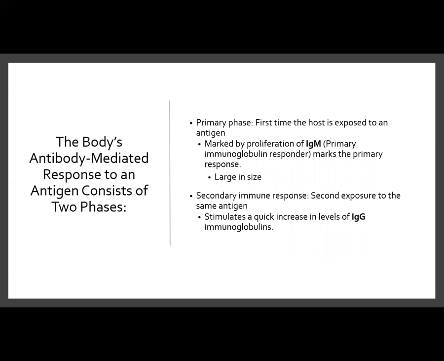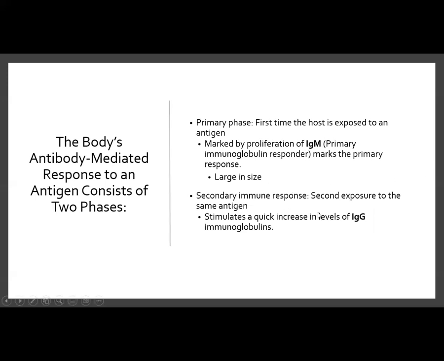The secondary immune response is the second exposure to the same antigen, which stimulates a quick increase in levels of immunoglobulin G. So the way I remember these is M comes first because your mother comes first. I remember it like M for mom. So immunoglobulin M is the first one. Those are the first things that show up in that primary phase. So the first time I see a cold, who's going to take care of me? My mom. So immunoglobulin M.